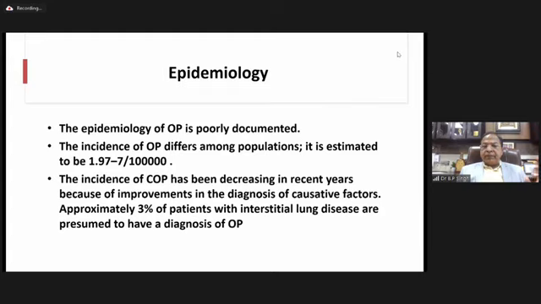The epidemiology is poorly documented. In one of the studies they have mentioned 1.97 to 7 per lakh cases of OP are reported. The incidence of COP, the cryptogenic organizing pneumonia, has been decreasing in recent years because of the improvements in the diagnosis of the causative factors. So most of the time, it is secondary organizing pneumonia. Approximately 3% of patients with ILD are presumed to have a diagnosis of organizing pneumonia.